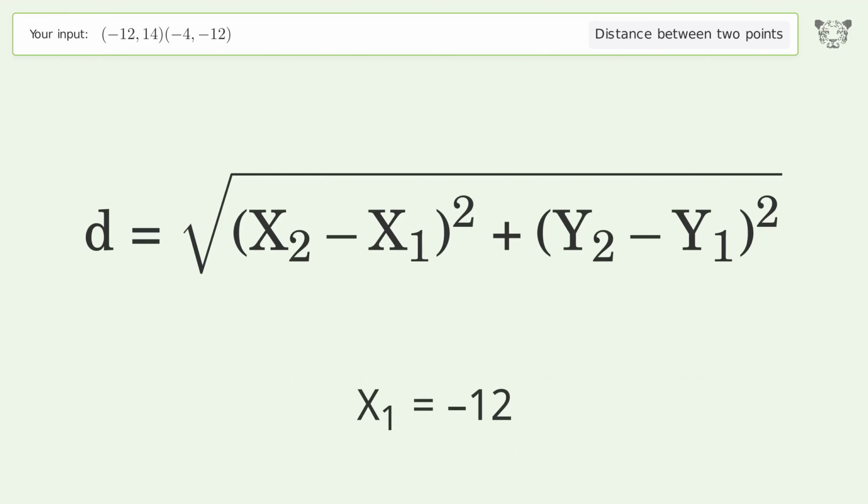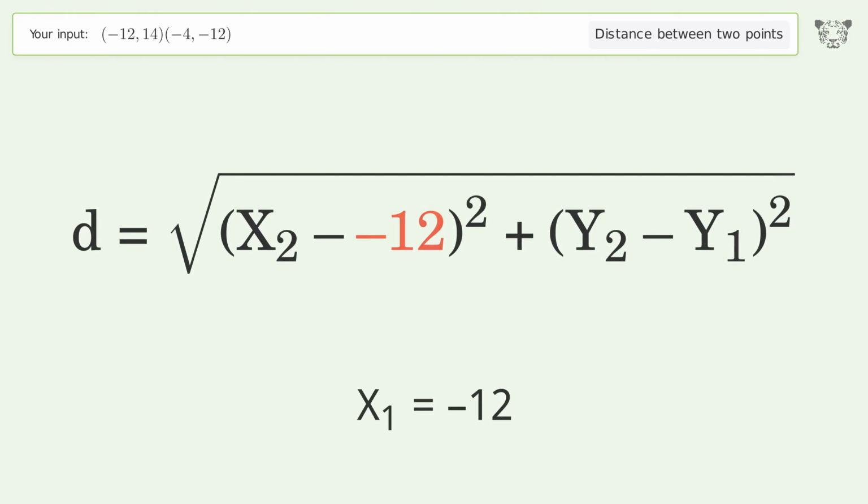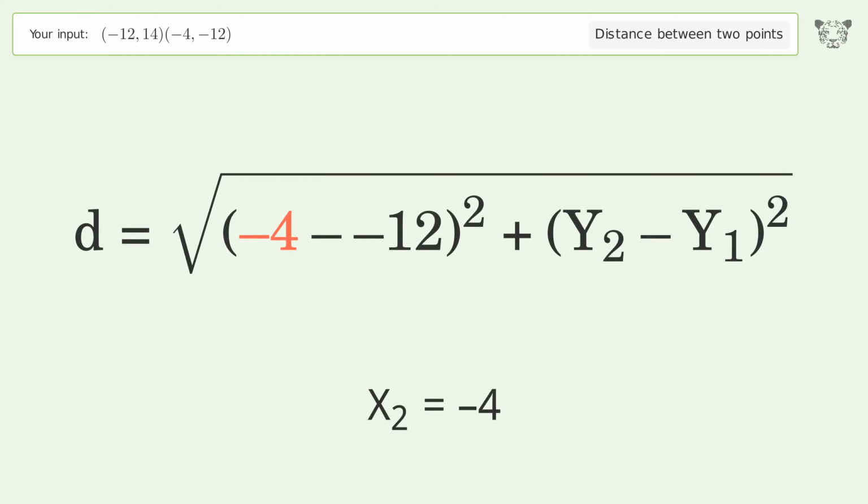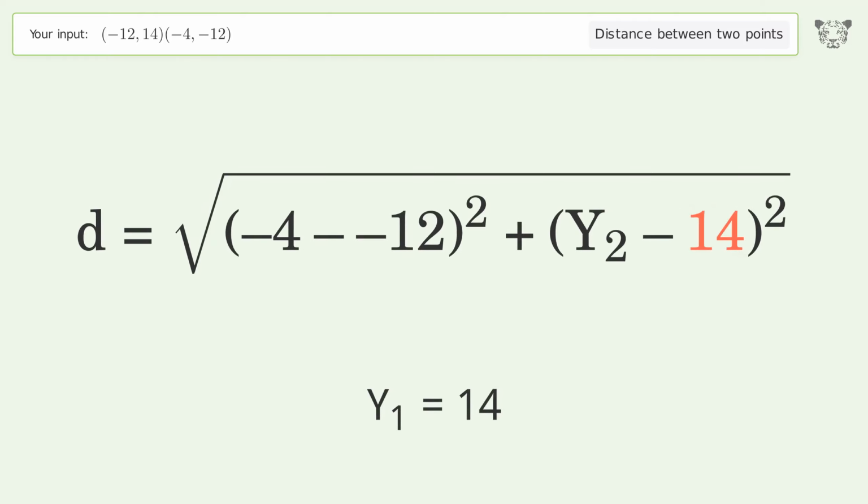x1 equals -12. x2 equals -4. y1 equals 14. y2 equals -12.